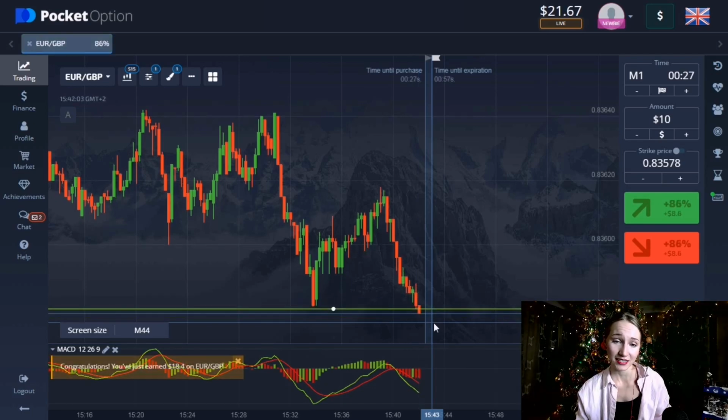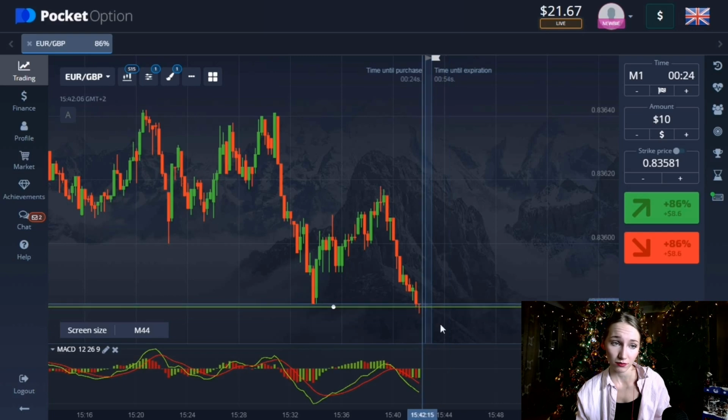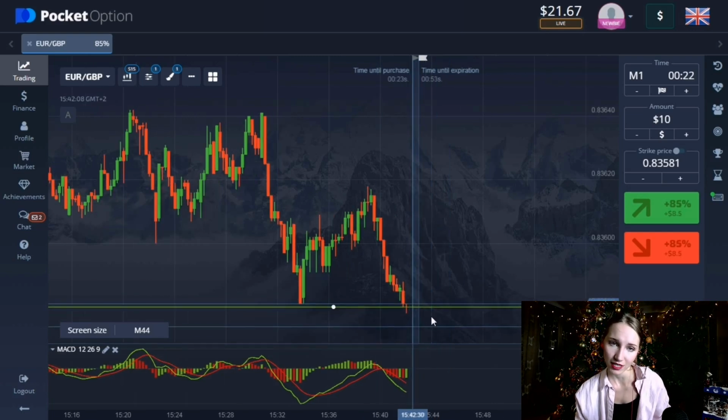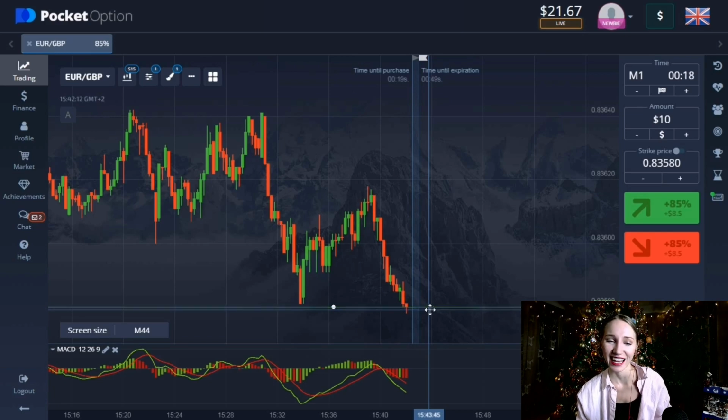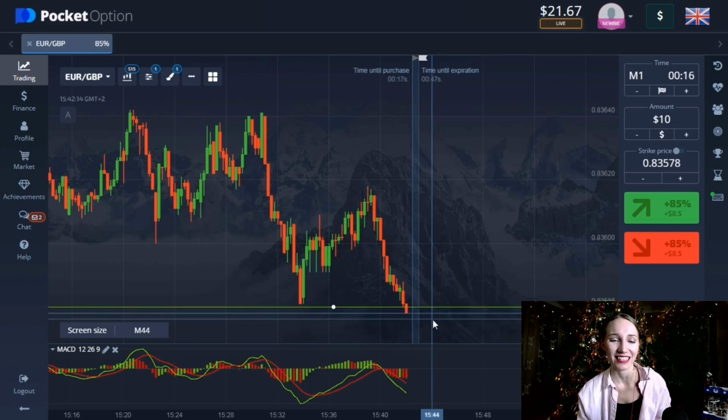Well, it's excellent, guys. As you can see, the price kept on moving and the indicator showed us a very good entry point and 1 minute was enough here. So let's continue and keep on our trading.